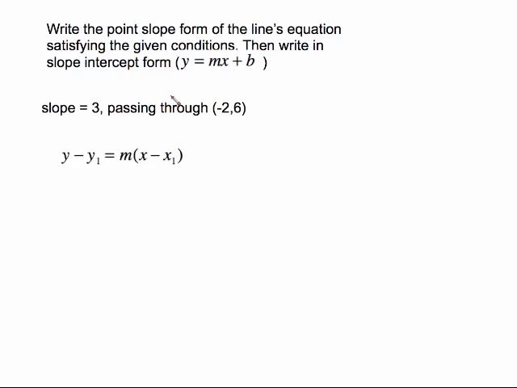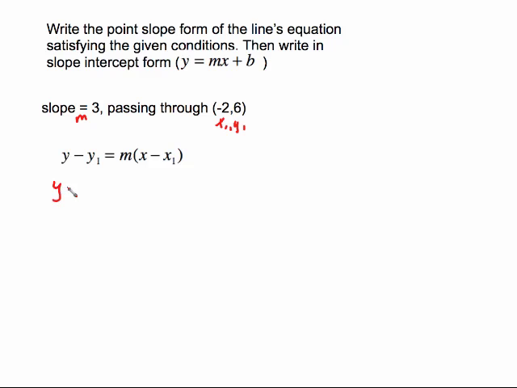Write the point-slope form of the line's equation satisfying the given conditions. Then write it in slope-intercept form. So it says write the point-slope form. That's what we want to start with. There's our point-slope form. There's our slope, and of course slope is m. So this is our m equals 3. This is our point, x sub 1, comma y sub 1. So all we have to do is take this information and stuff it into this formula, and we will have half of the answer finished.